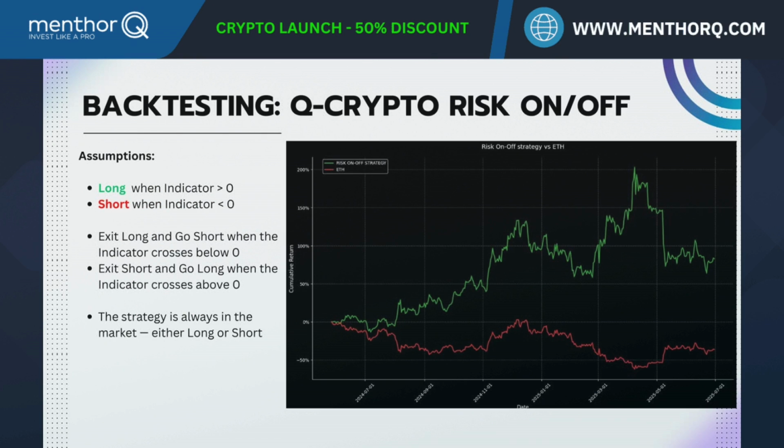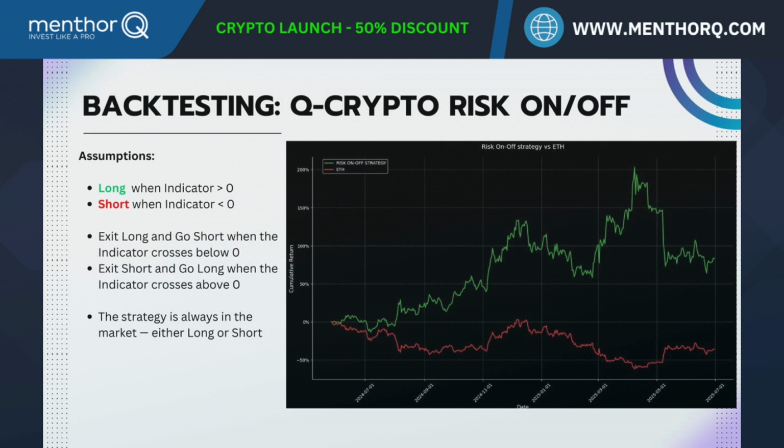All right, so now let's go into some backtesting. Some backtesting results. And we're going to start with our Q-RSI indicator. All right, so this is a very, very simple backtest.